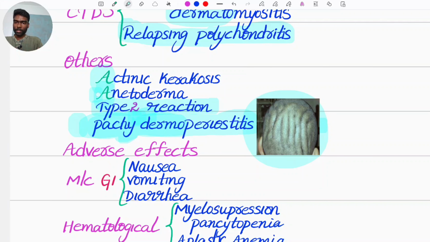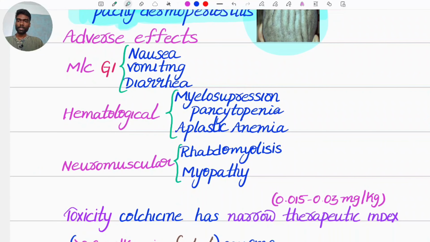What is anetoderma? Opposite to pachyderma. In pachyderma, skin will be very thick. Here in anetoderma, due to loss of dermal elastic fibers, skin will be very loose, called slack skin. Coming to adverse effects, for every drug we can write nausea, vomiting, diarrhea. For colchicine, the most common adverse effect is GI: nausea, vomiting, diarrhea.